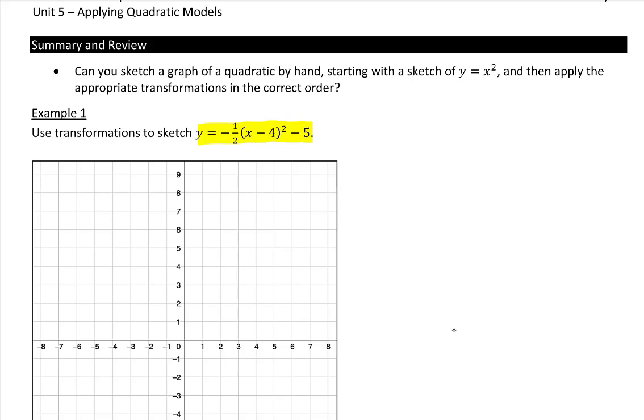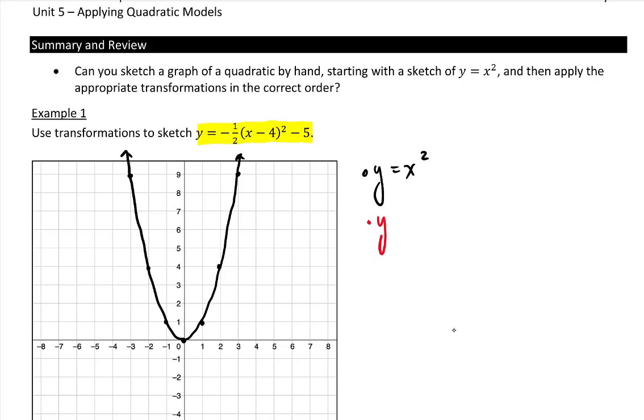So we're always going to start with our base graph, y equals x squared. Next, we need to apply the transformations in appropriate order, starting with the magnitude of the a value, which is 1/2. So we have y equals 1/2 x squared. So we're going to compress the original graph by a factor of 1/2. So take all the y values and divide them by 2.